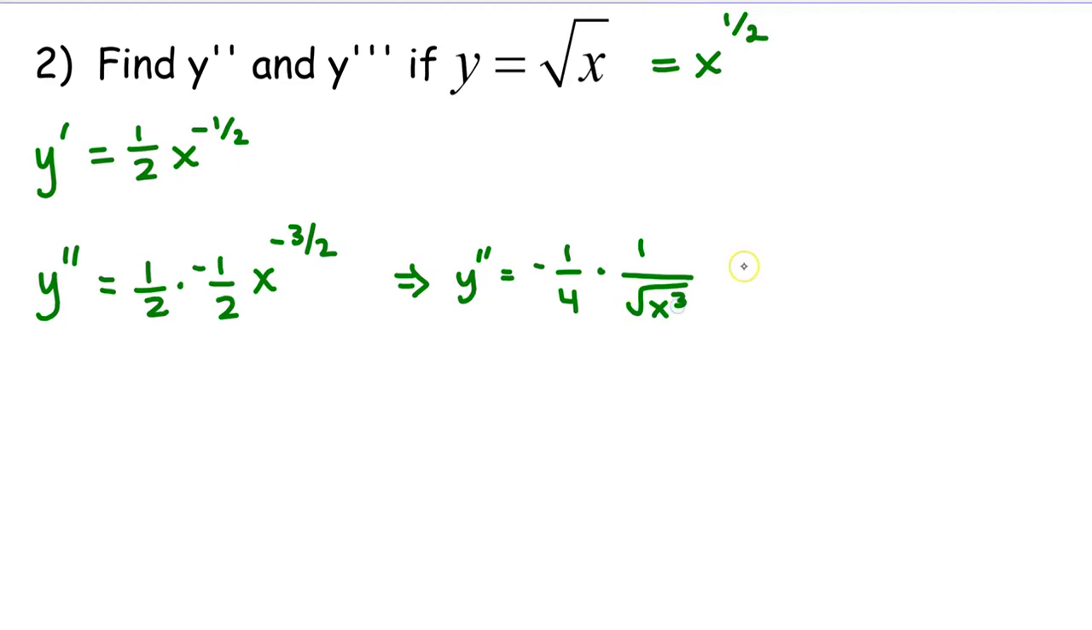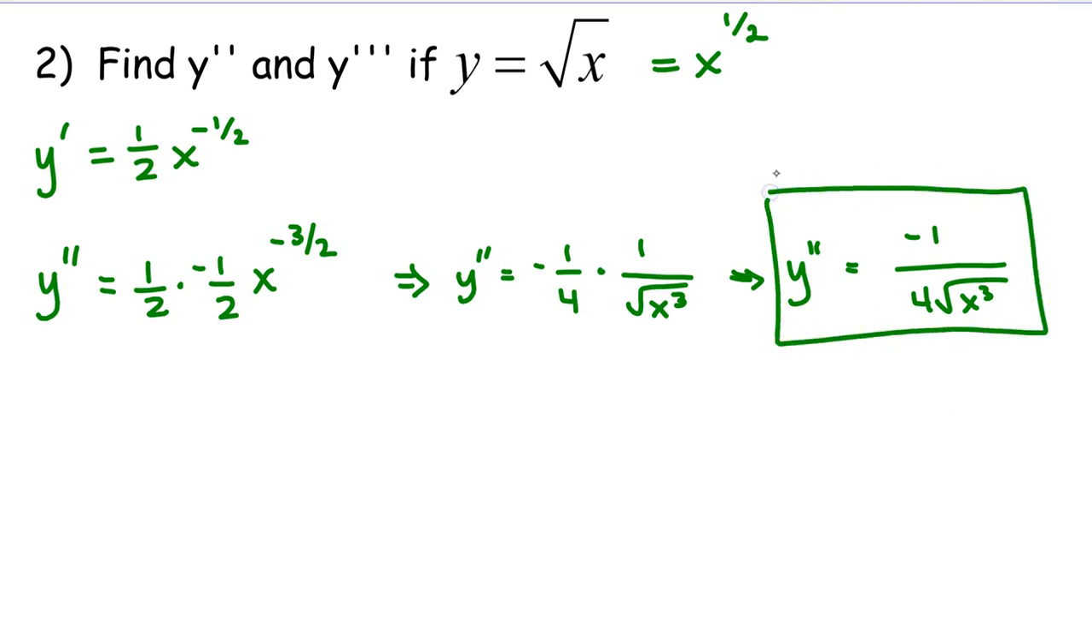Now I'm going to go ahead and write that as a single fraction. So y double prime is negative 1 over 4 square root x cubed. Now you could also pull an x out of that radical, so you'd have x square root x instead of the square root of x cubed, but I'm not going to worry about that right now. So that's one of our answers.